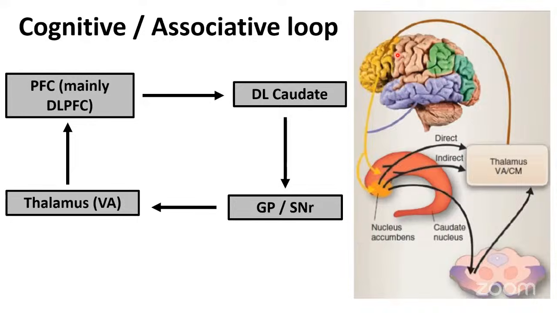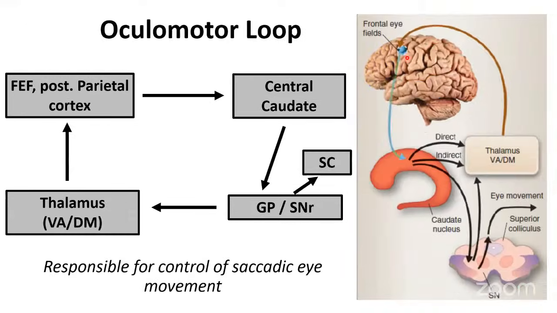Third one is the cognitive loop. One thing, in the last slide, there is the oculomotor loop. The important thing is superior colliculus. From there it will go down to your third, fourth, sixth nuclei, and that then will control the saccadic movement. So that is important.